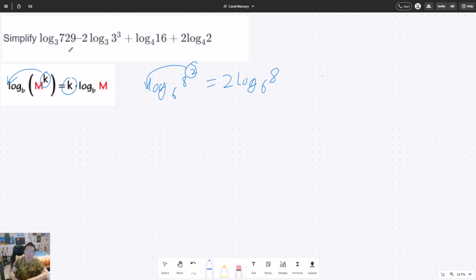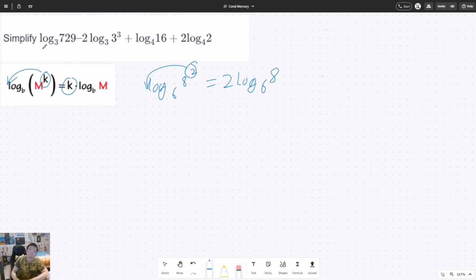Now we're going to do a simple problem using this power rule in log, and we have a question here: log base 3 of 729 minus 2 log base 3 of 3 to the power of 3 plus log base 4 of 16 plus 2 log base 4 of 2. It's a very easy question, guys. What we're going to do is first simplify it. We're going to get these numbers into power form so that we can use the power rule.